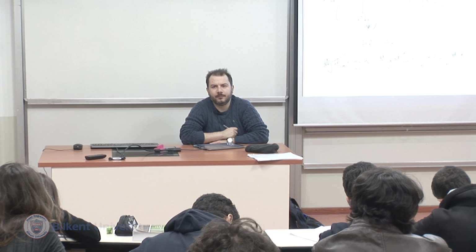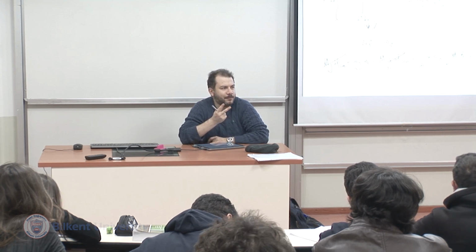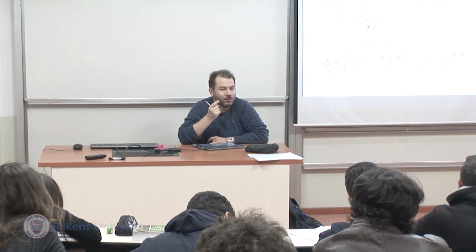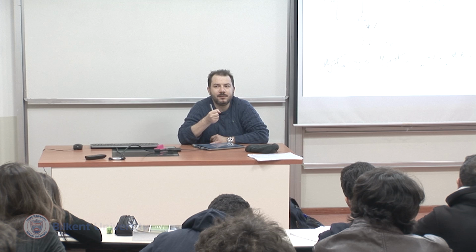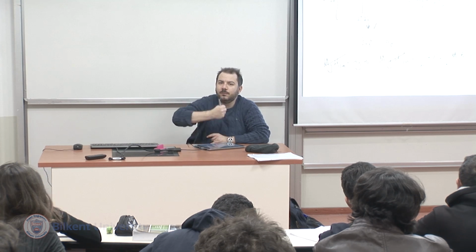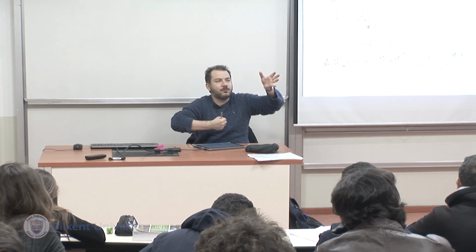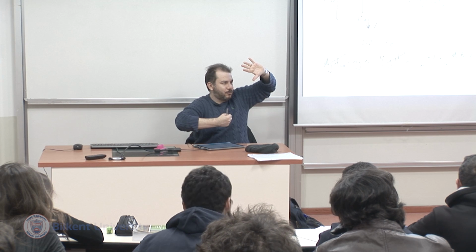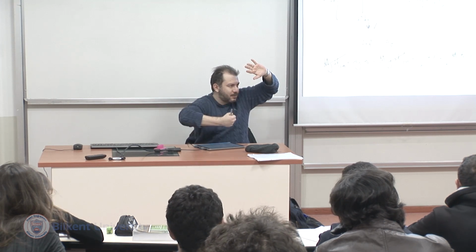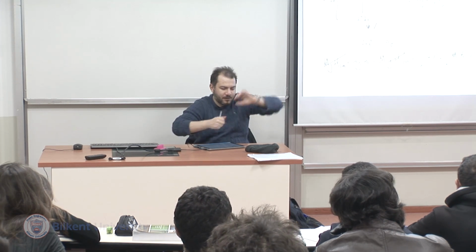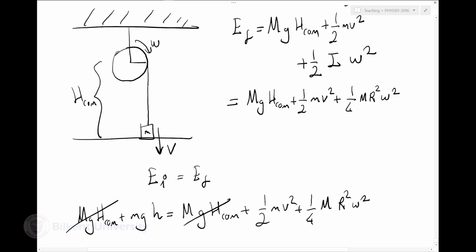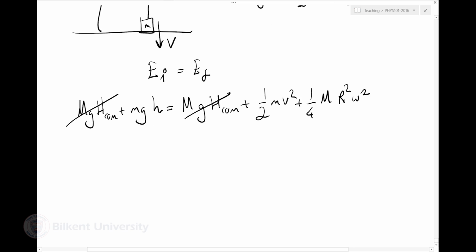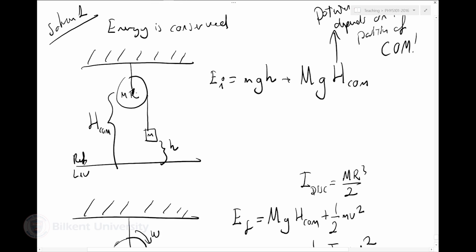Hey, I have two unknowns, v and omega, but I have only one equation. So I need to find one more equation. Now, where would that equation come from? Is the speed of this small m somehow related to the rotation speed of the pulley? It must be, because they are tied by the same string, right?